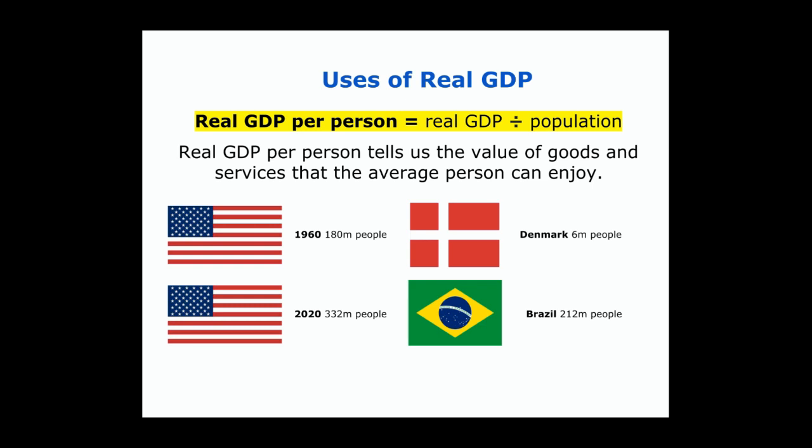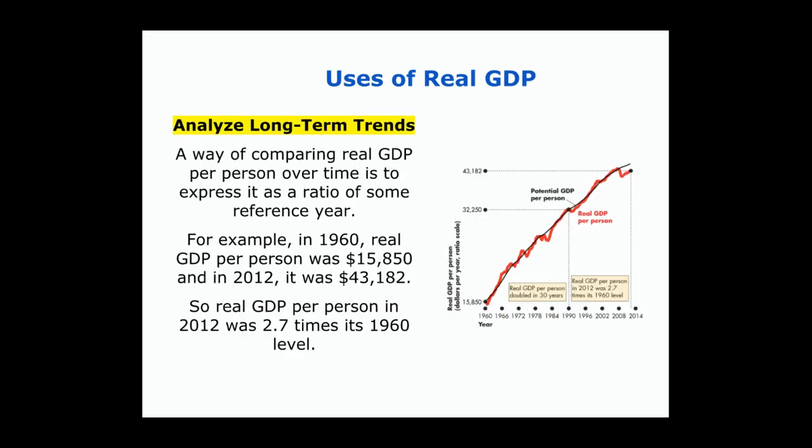And so in order for us to do this, we take the GDP at different time frames and we divide it by the population. We need to do this when we're comparing different countries. We wouldn't expect a country like Denmark with 6 million people to produce as much as a country like Brazil with 212 million people. Brazil is much larger population-wise. And so in all of these cases, whether we're comparing one country at different points in time or different countries at the same period of time, we need to look at the real GDP per person. We need to divide the GDP by the population in order to make any meaningful comparisons.